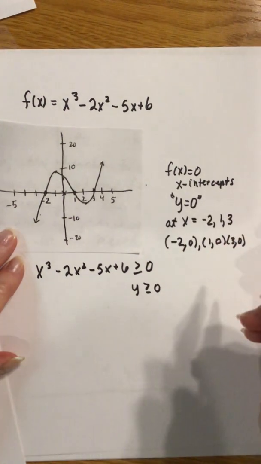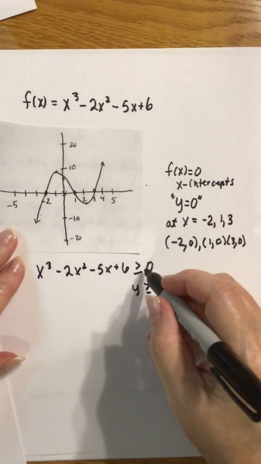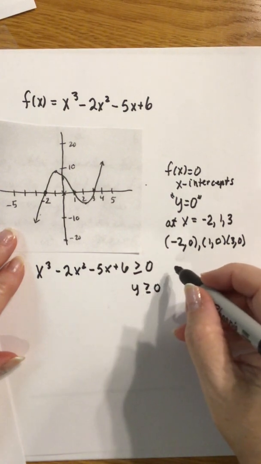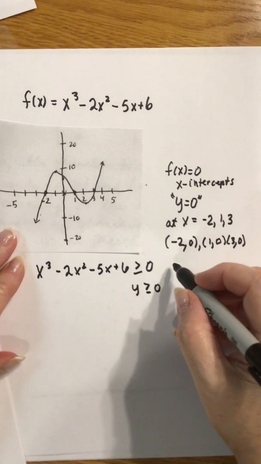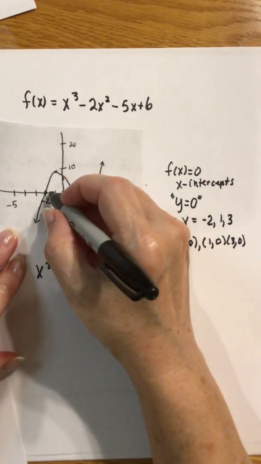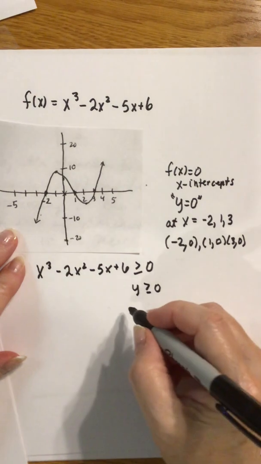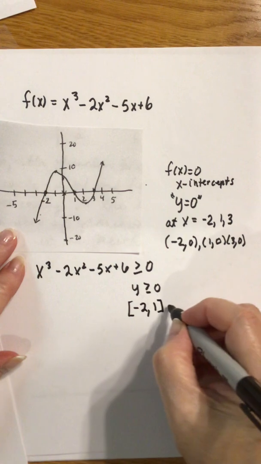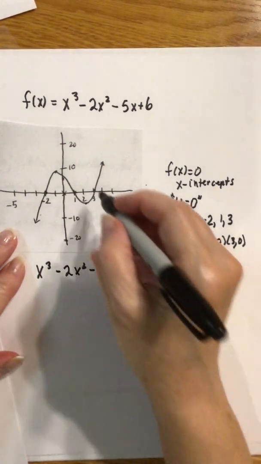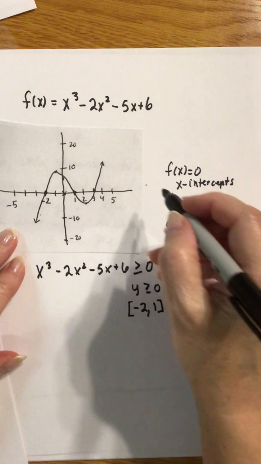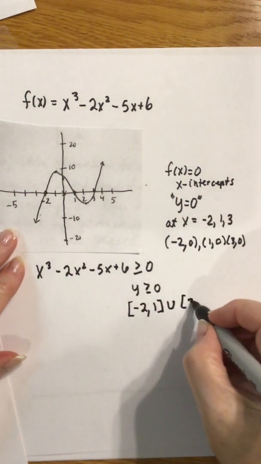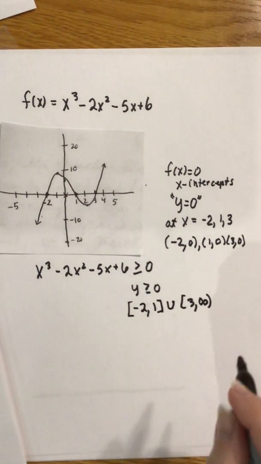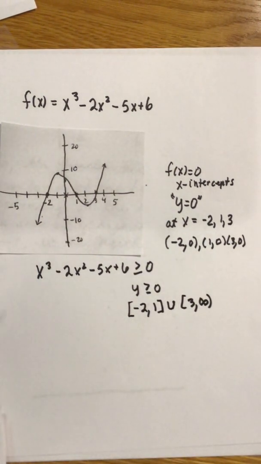Now, are we going to have parentheses or are we going to have brackets? Well, you can see this says greater than or equal to 0. So greater than or equal to 0 means that it's going to be positive or 0. So positive between negative 2 and 1. So we're going to say brackets negative 2 to 1. Union with, from here we're going brackets 3 and keep on going to the right forever, is going to be my 3 to infinity. Parentheses. Don't forget, infinity are always parentheses.